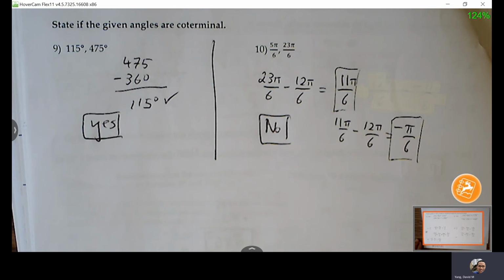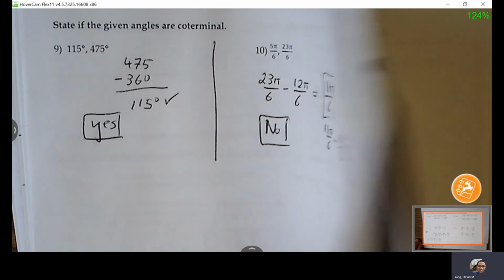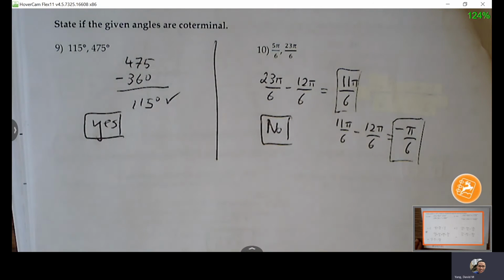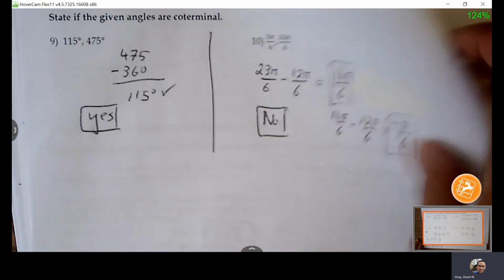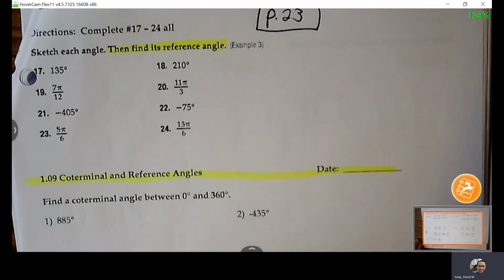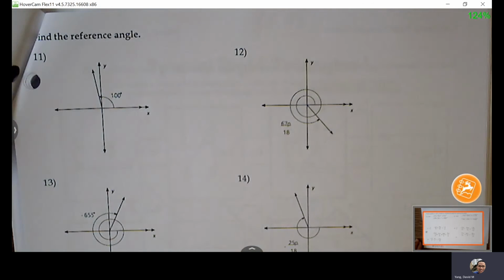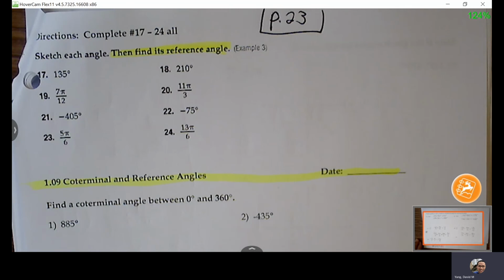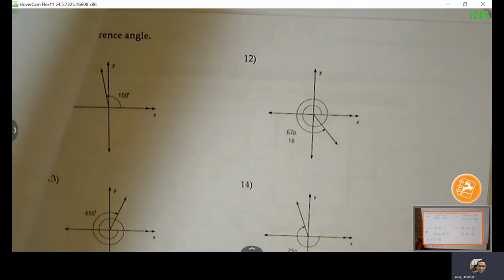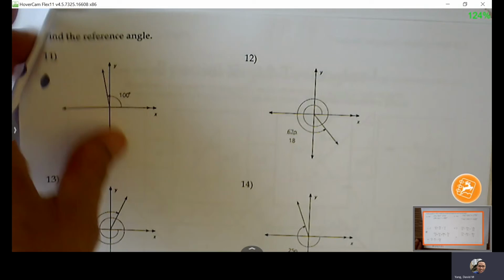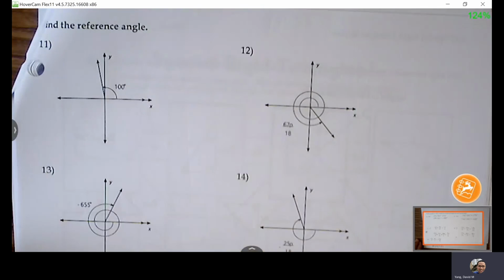Got it right. All right, any questions, 9 or 10? All right, let's go to page 25. Is the P pi? Yeah, the P here means pi, but I'll make it more clear on the quiz tomorrow.